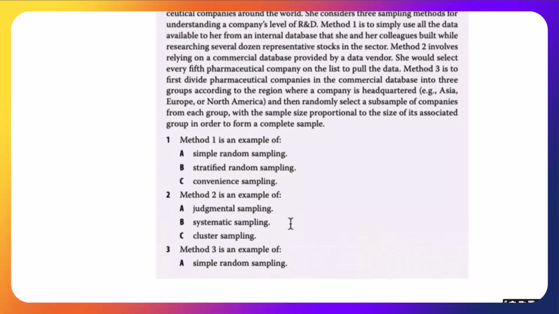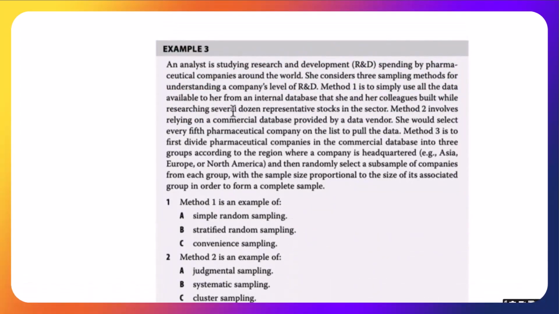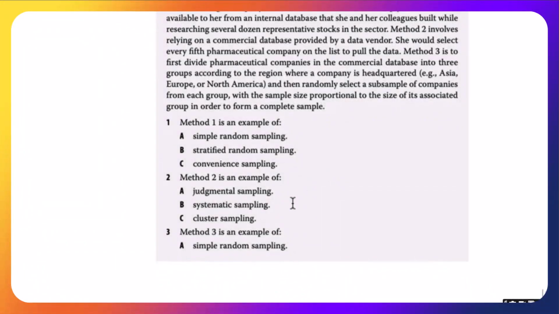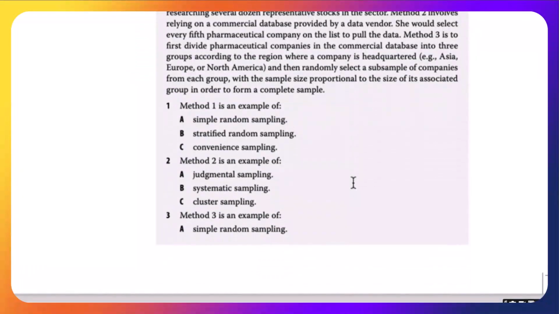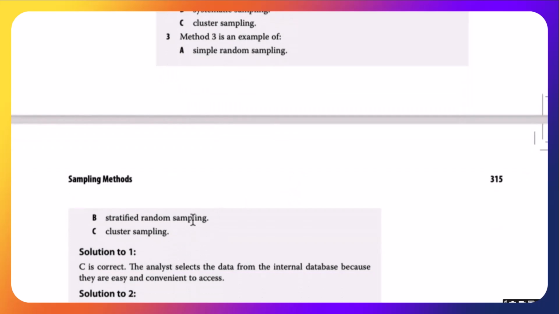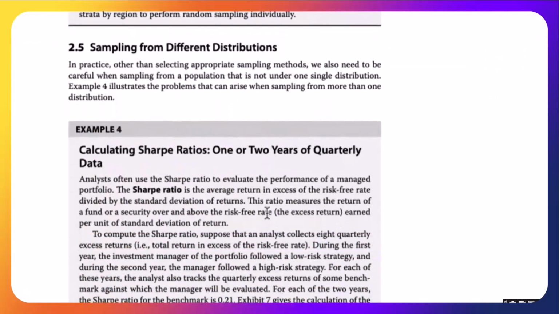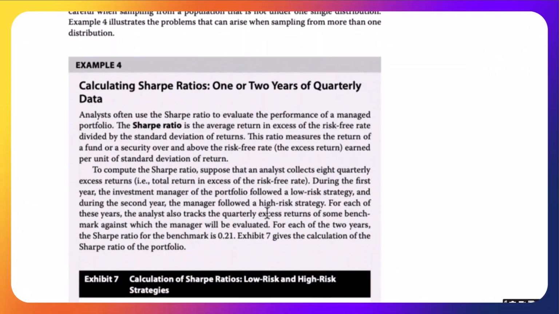Method 2 is an example of, let's remind ourselves here, relying on a commercial database. Select every 5th pharmaceutical company. That sounds like systematic, right? There it is right there, B, systematic. And method 3 was stratified. We can see that we broke it down into different regions, and then selected based on proportional size. So that is not simple random sampling, that is B, stratified random sampling. And let's see, we can get number 4, 2, 3, 4, yes.